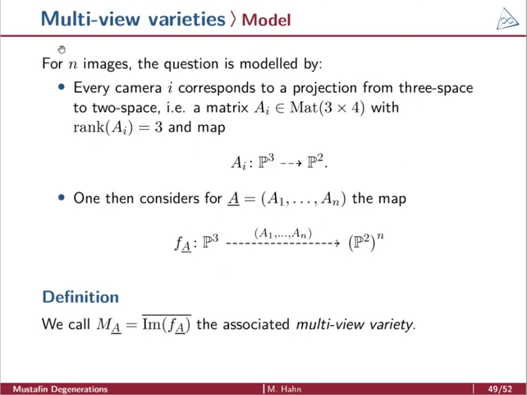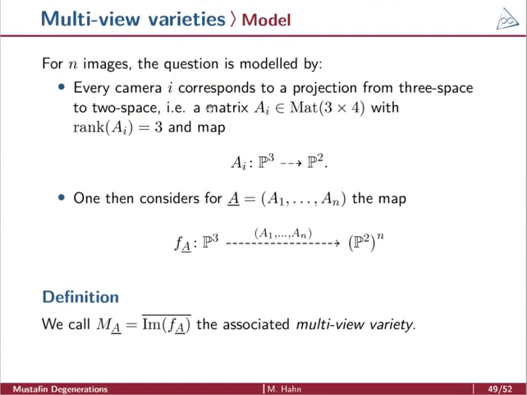So let's say we have n cameras, and then for n images, the question is modeled as follows. For every camera i, numbered 1 to n, every camera i corresponds to a projection from 3 space to 2 space. This is essentially what a camera does. We simply have a projection from 3 space to 2 space, and this is usually a linear projection.